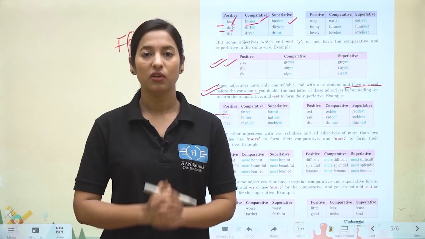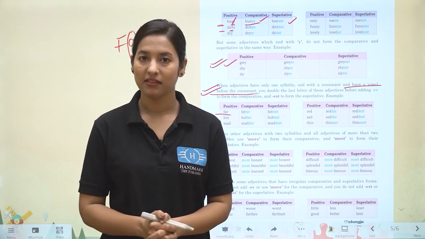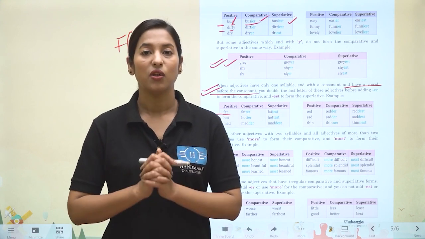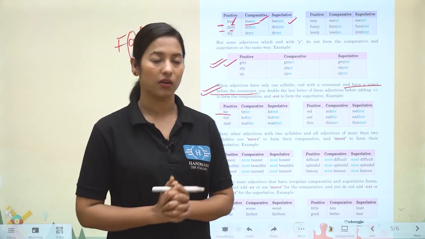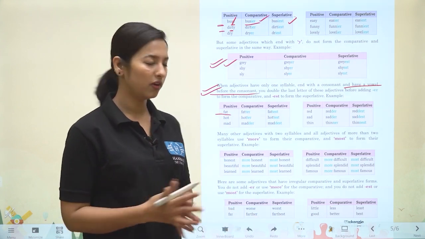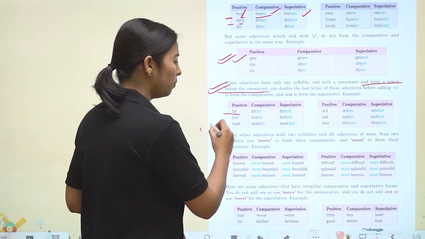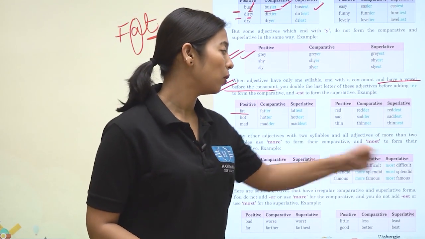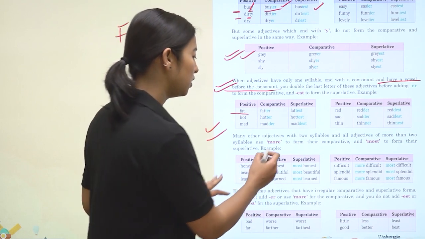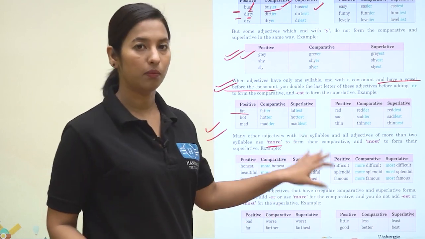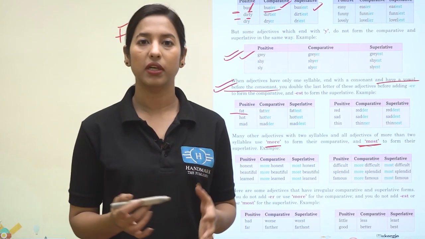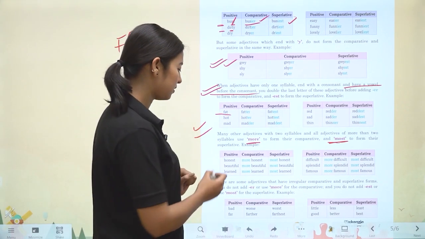Okay. Children, just take care of the spellings here, because if you forget to double the last letter, your spelling would be incorrect. Okay. So let's move on further. What is the other rule? Many other adjectives with two syllables and all adjectives of more than two syllables use more to form their comparative and most to form their superlative. Okay. See the examples. Honest.